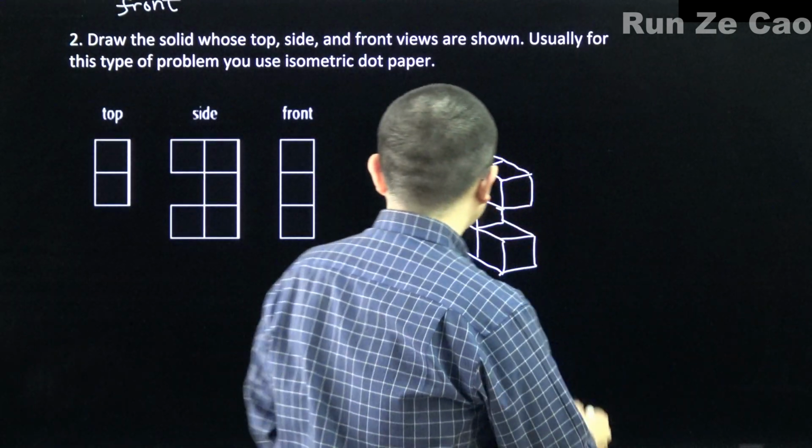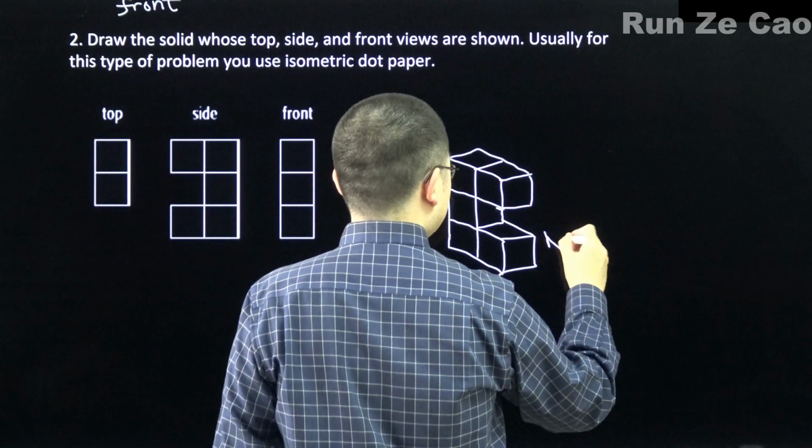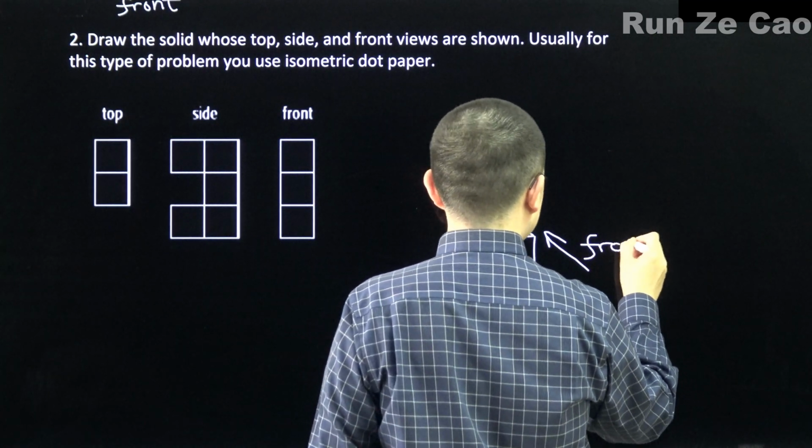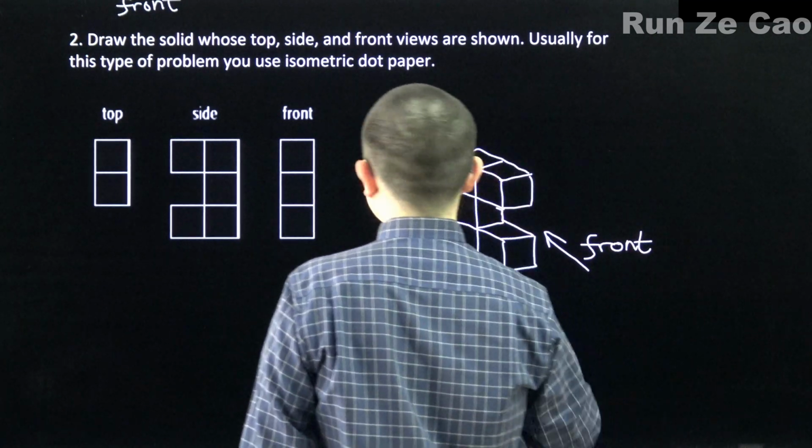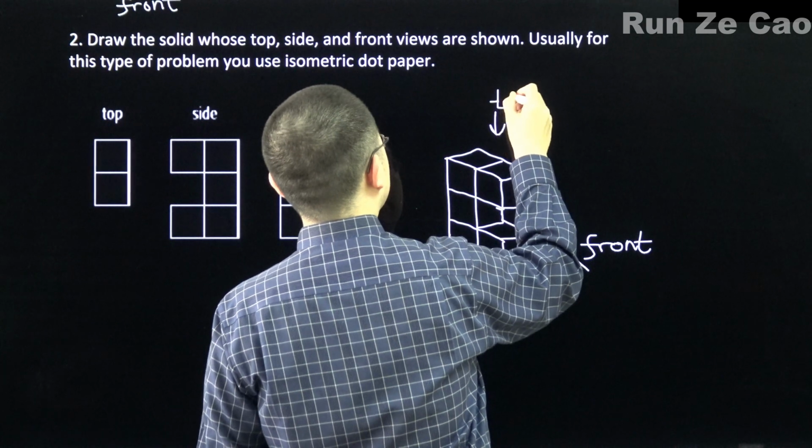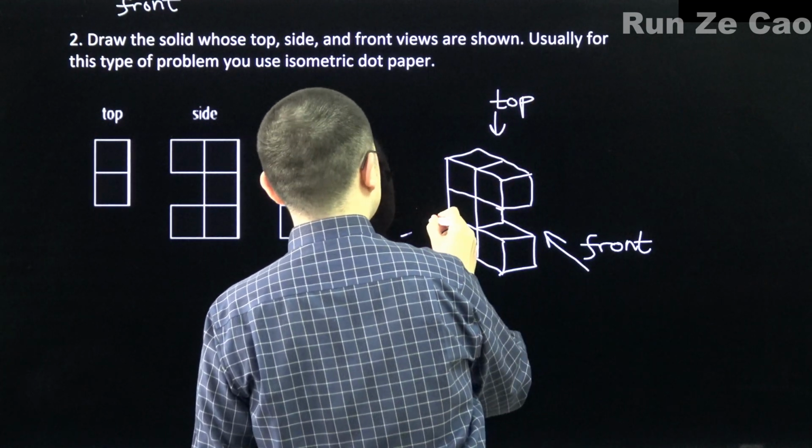Well, this means the front would have to be this side, front, top, and this would be the side.